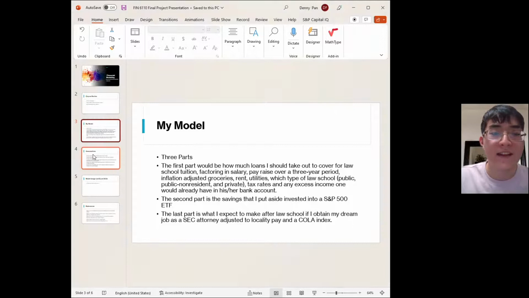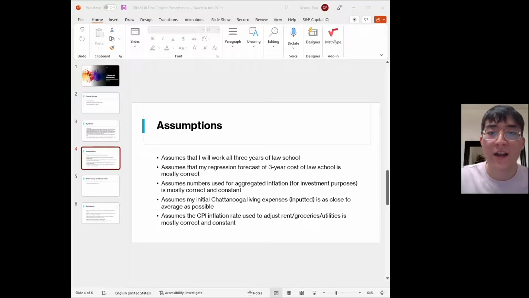Next is slide 4. My model assumes that I will be working all 3 years of law school. It assumes that my regression forecast of the 3-year cost of law school is mostly correct and constant. It assumes the numbers used for aggregated inflation for investment purposes are mostly correct and constant. It assumes my initial Chattanooga living expenses, which are already inputted in my model, are as close to average as possible, and that the CPI inflation rate used to adjust rent, groceries, and utilities is mostly correct and constant.